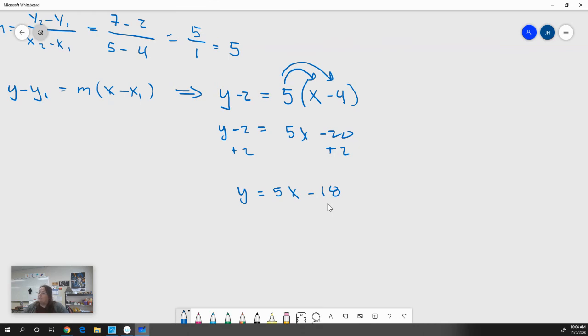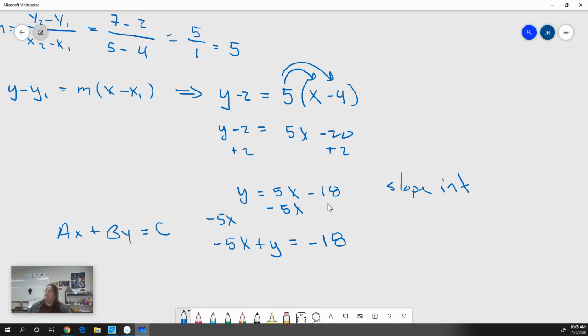And this gives us our slope-intercept form, which is the form I prefer, right? But we asked for standard form. And if you remember from the last video or lesson, standard form is ax plus by equals c, right? Which means I need to move my x term over. And I'm going to start by subtracting 5x from both sides. And I get minus 5x plus y equals negative 18.